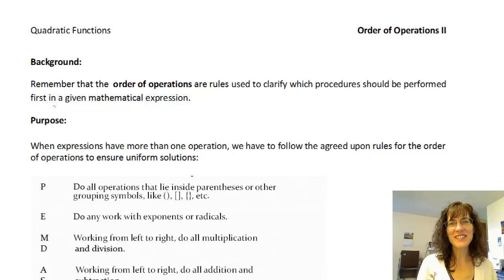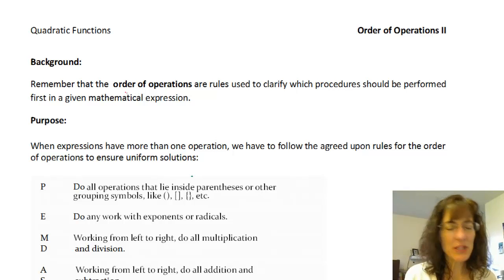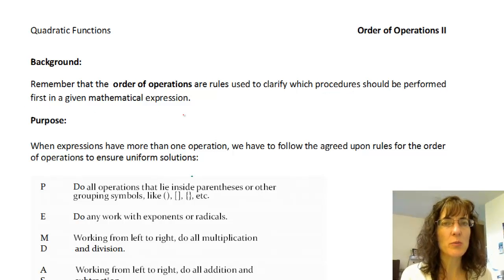Order of operations, part 2. Remember from earlier in the semester, the order of operations are rules that we use to clarify the procedures that should be performed first in a given mathematical expression. And when we have more than one operation, we have to follow these agreed upon rules for the order so that we all end up with the same values when we calculate.